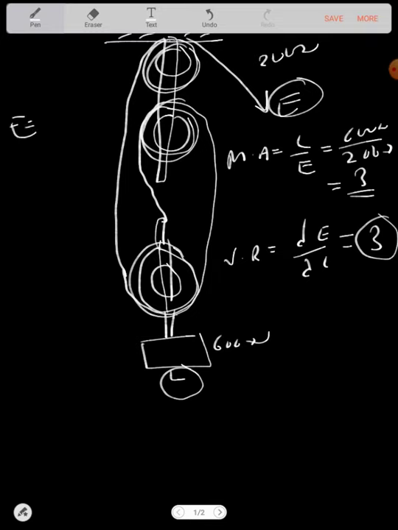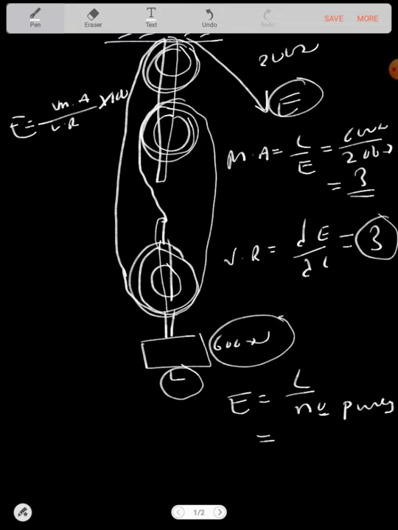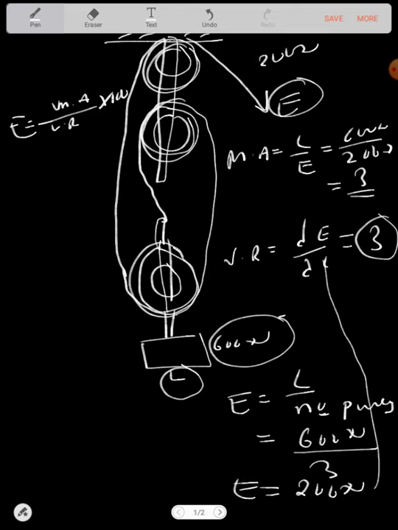Efficiency is the mechanical advantage over velocity ratio times 100. Sometimes effort can be found by load over the number of pulleys. That's how you can find effort. For example, the load is 600. Number of pulleys, how many? 3. So we're going to have 200 newtons as our effort, which is the same as what I gave you there. I'm just keeping you revising there and there so that you can get used to these formulas.